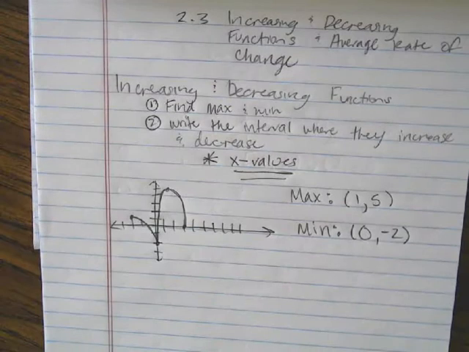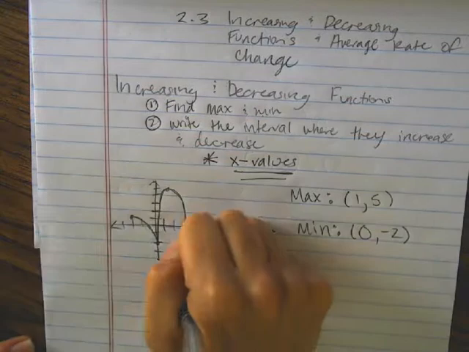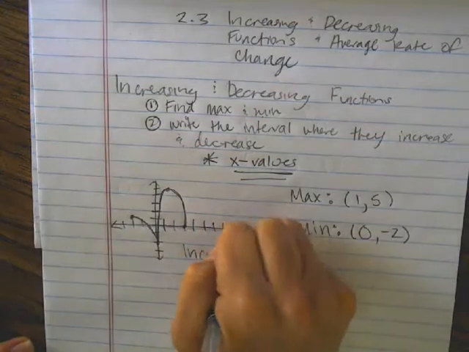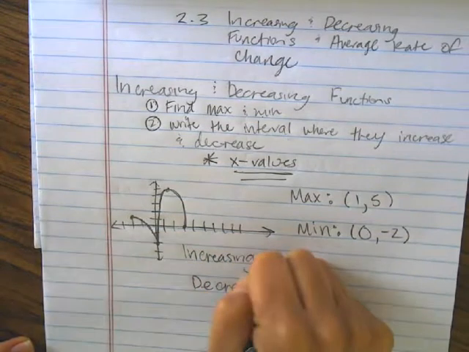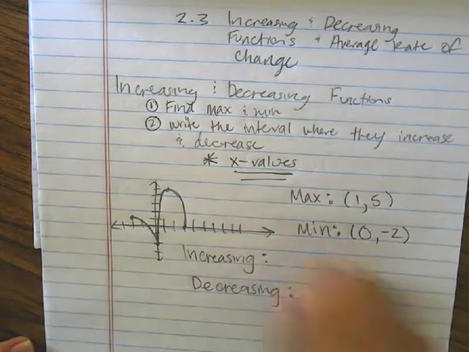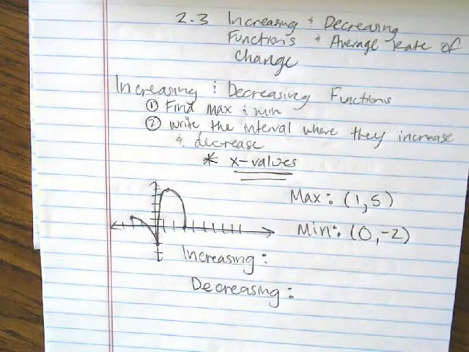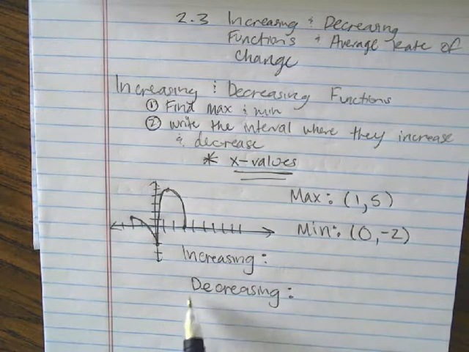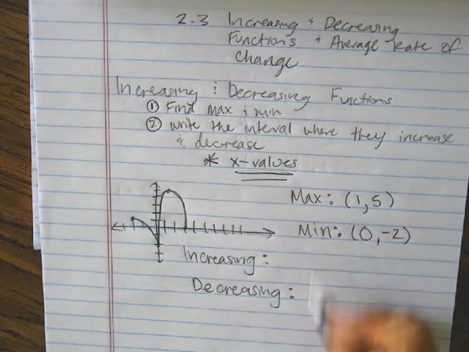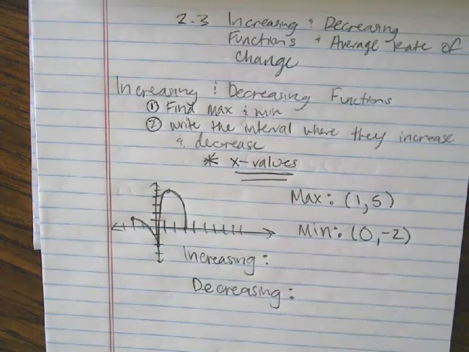Now to write where it increases and decreases. Increasing means where is it going up. Decreasing is where is it going down. So I'll write increasing and decreasing. Now remember, it says I want x values here. So where is this thing increasing? Well, you can do it one of two ways. You can either start from the left and right and fill it in the way it goes, or you can look for where it's increasing and decreasing.